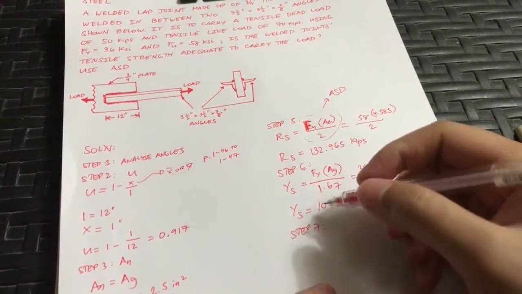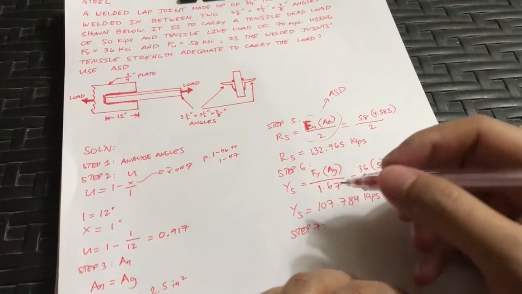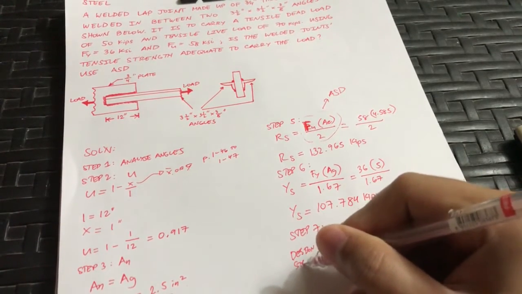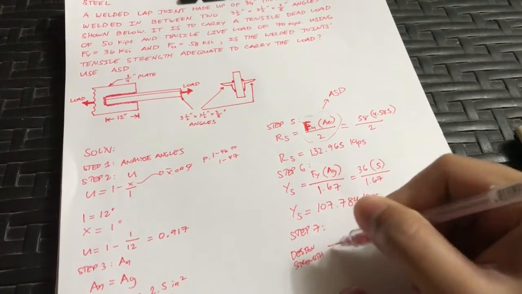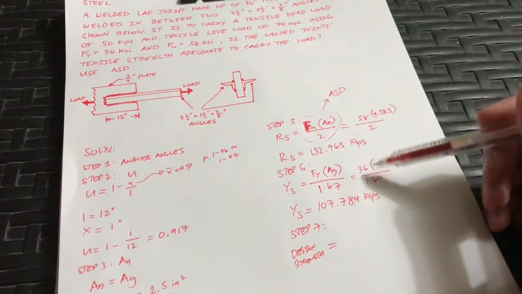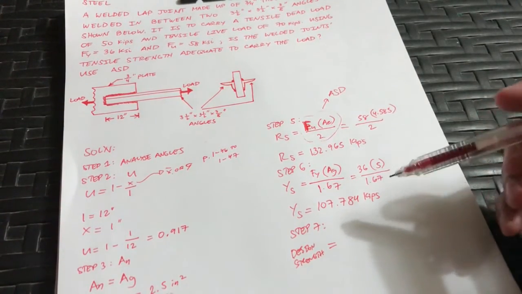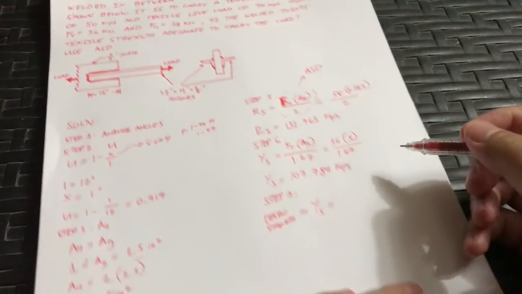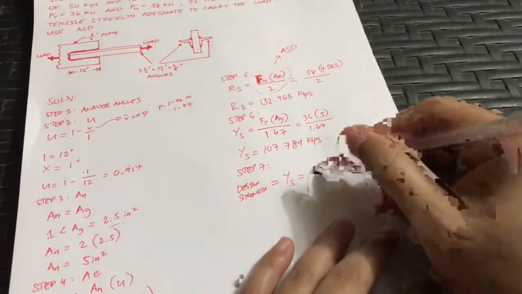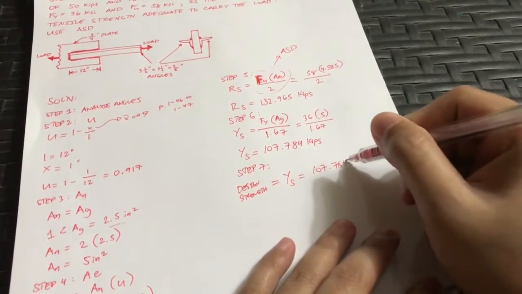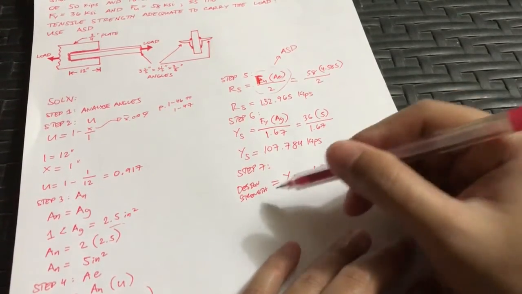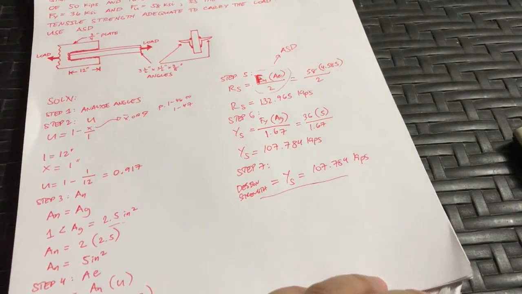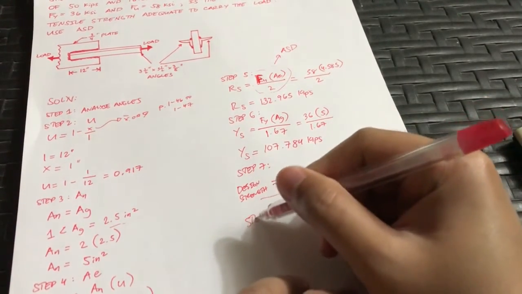Step 7, we need to determine our design strength. Our design strength is simply the lower value of the two. Obviously the lower value of the two is the yield strength. So we'll have 107.784 kips as our design strength. Now proceed to step 8.